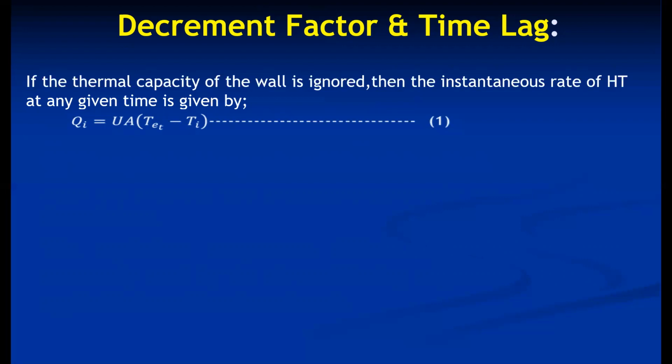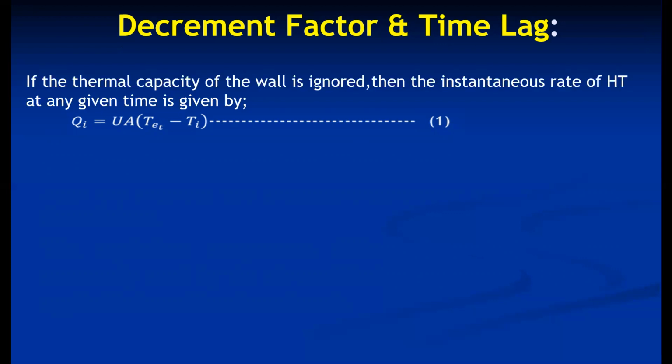So this is the instantaneous heat transfer rate, Qi, that is equal to UA delta T. In this case, delta T is always the difference between outside air temperature and inside air temperature. In the previous lecture, there was one mistake while mentioning TO and TI. Actually, in that case, it was not outside surface temperature and inside surface temperature. Rather, it should be outside air temperature minus inside air temperature.